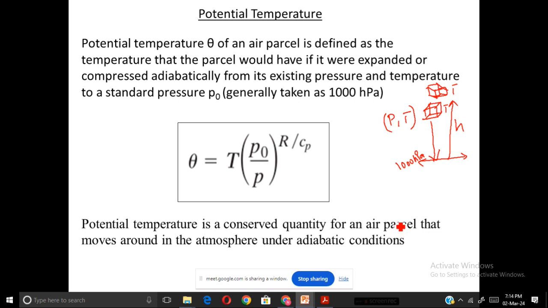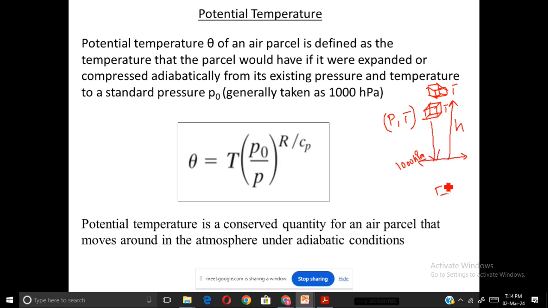The derivation I think is already covered in the NPTEL class, so I don't want to repeat the same thing. This is the equation for potential temperature. I hope the concept is clear. Potential temperature is the temperature that an air parcel would have if it is adiabatically expanded or compressed to a standard pressure P0. So when we are bringing an air parcel down, it will undergo an adiabatic compression.